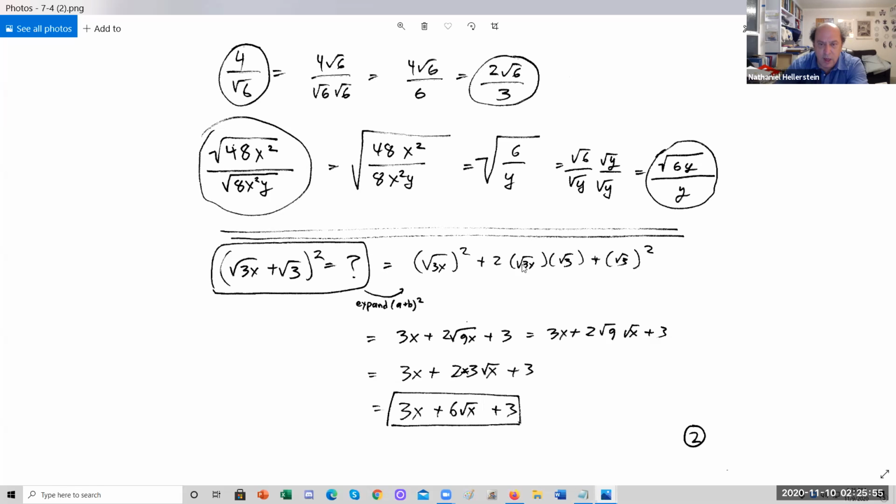This multiplies out to 2 root 9x, as you can pull out a factor of root 9. 3x plus 2 root 9 root x plus 3. Root 9 is 3. So 3x plus 2 times 3 root x plus 3. And in the end, 3x plus 6 root x plus 3.